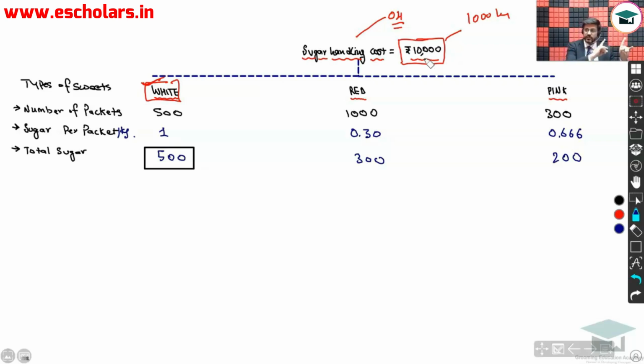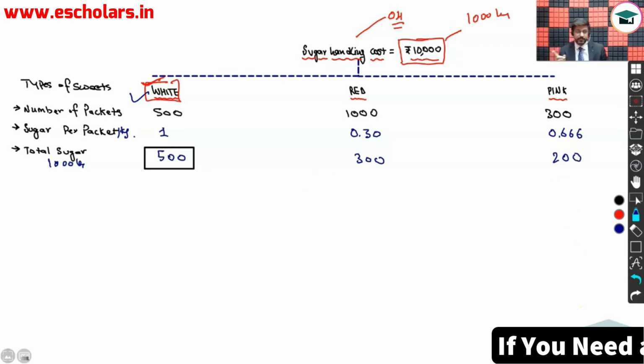How many laborers are working in the factory doesn't matter. It doesn't depend on them. It depends on the weight of sugars. Out of a total 1000 kilogram of weight, which sweet is consuming the highest weight? White. So don't you think the maximum part of this sugar handling cost should be absorbed over white? Yes, sir. That is the concept of activity based costing system.